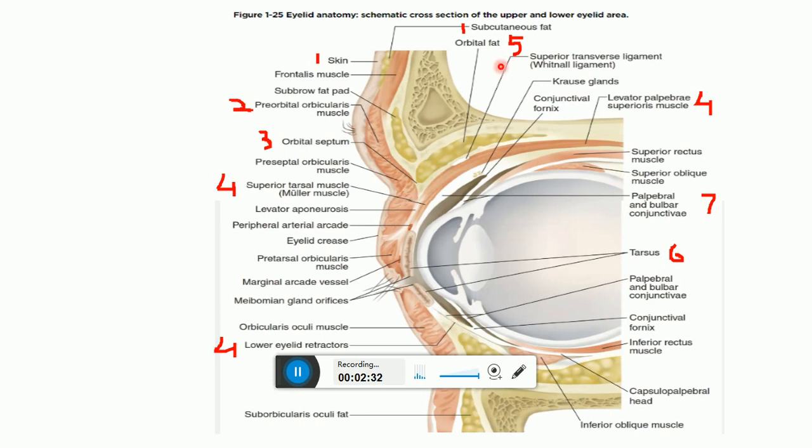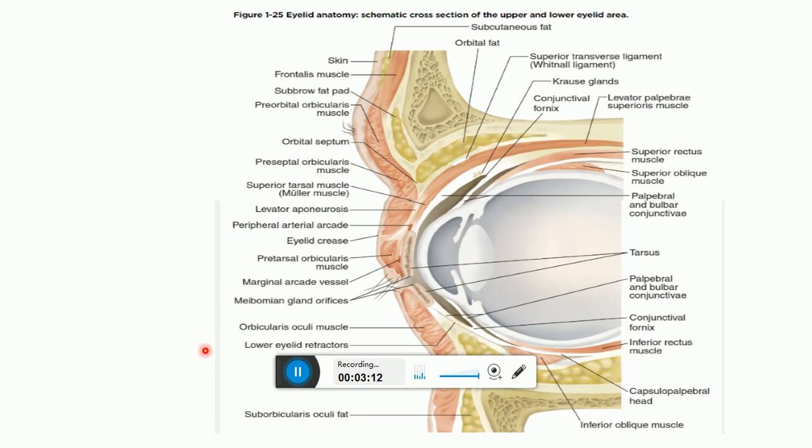Fifth one is orbital fat. Here you can see the orbital fat. Sixth one is tarsus, the tarsal plate, which contains meibomian glands. In the seventh, the most on the inner side is conjunctiva, palpebral and bulbar conjunctiva. Now let's talk about each segment of the eyelid one by one in detail.